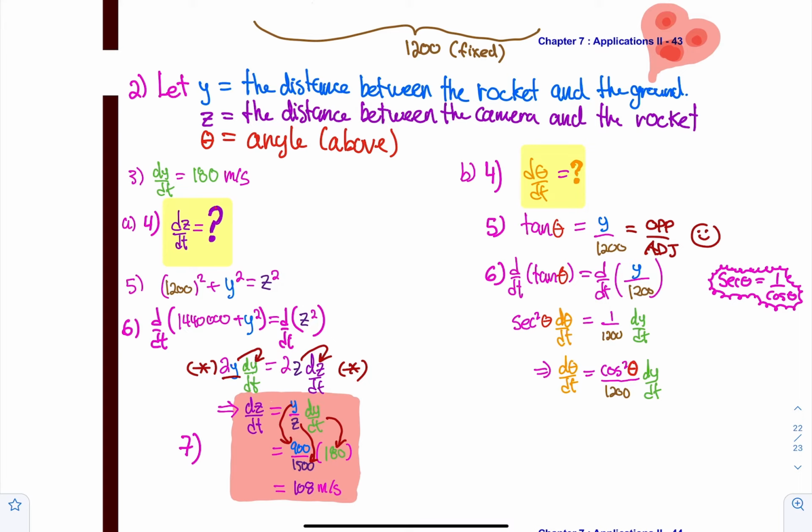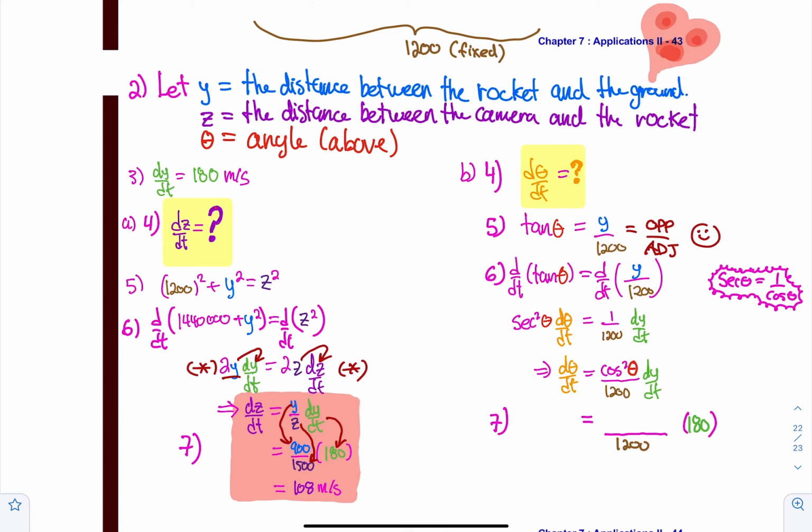Remember, I'm just bringing the secant squared to the other side. It becomes a cosine. And now I'm ready to plug in my numerical information. So for the 7th step, d theta/dt is going to be equal to, so I'm just replacing everything that I know here. Well, we don't know theta, so there's actually a trick. Let me just write down what we know here.